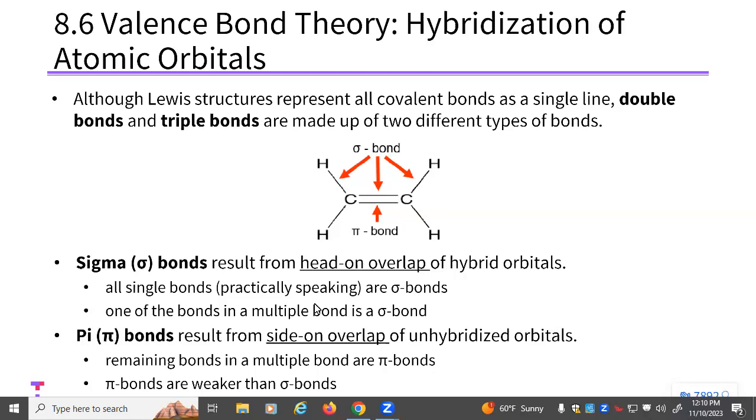So where we see pi bonding taking place is in multiple bonding. I have a double bond. I have a triple bond. First bond between them, always sigma. But that second bond can be a pi bond. That third bond, if it's a triple bond, can be a pi bond also. So that's kind of where we're leaving off.